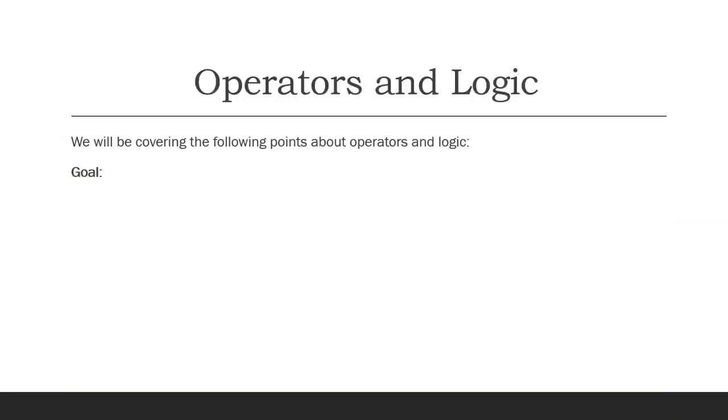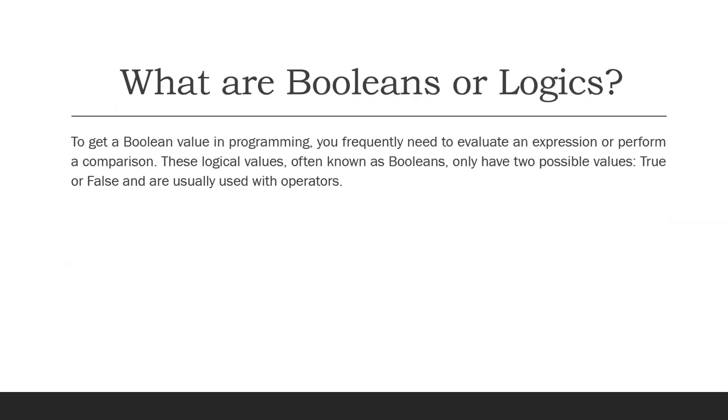Let's see what the goals for today's video are. We will be covering the following points about operators and logic, such as what are booleans or logics, what is an operator, and what are the types of operators. So let's get started. To get a boolean value in programming, you frequently need to evaluate an expression and perform a comparison. These logical values, often known as booleans, only have two possible values, which are true or false, and are usually used with operators.